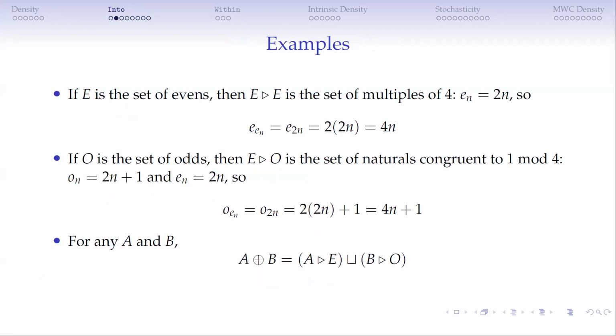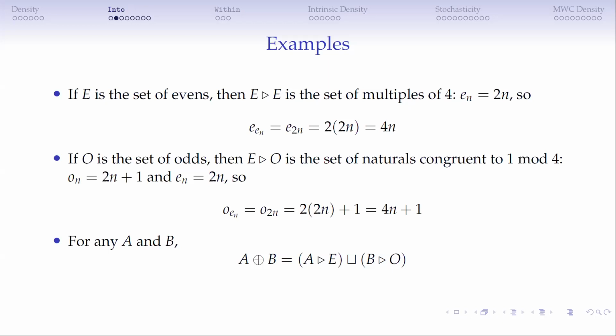So let's look at some examples of this operation, see how it works. If E is the set of evens, then E into E is what you might expect it to be. It's the set of multiples of 4. The nth element of E is 2n. So E into E is the set of E sub n, which is E sub 2n, or 2 times 2n, which is 4n. Similarly, if O is the set of odds, then E into O is the set of naturals congruent to 1 mod 4. It's a similar argument. You just unpack the definition, and it falls out.